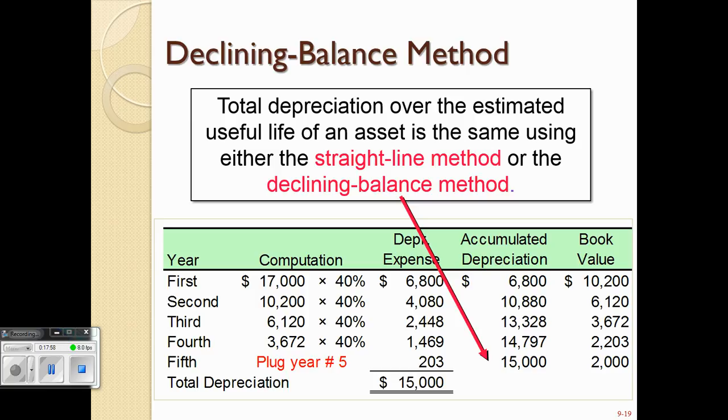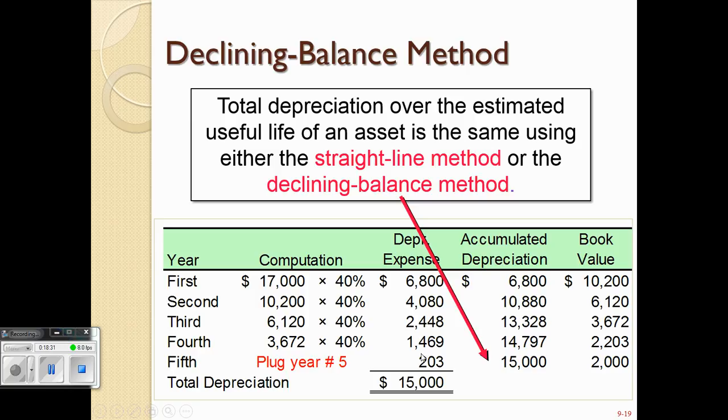Then notice in year 3, you take the $6,120 at the 40%, and get $2,448 for your depreciation expense. Your accumulated depreciation goes up to $13,328. Book value falls to $3,672. And notice in year 5, you just end up plugging in $203. Why? Because the book value cannot go below the residual value. So you have to stop when you get to 2 grand, and so you end up plugging in year 5.